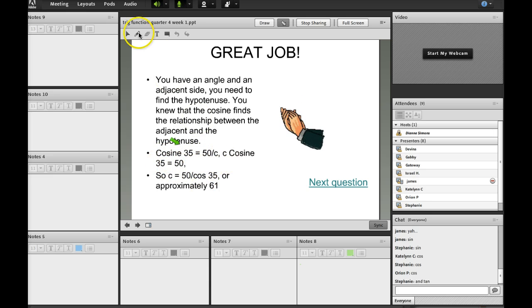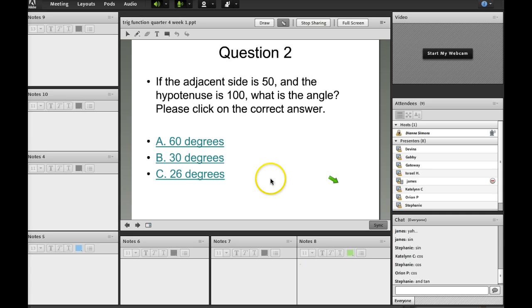All right. Let's go to the next question. If adjacent side is 50, the hypotenuse is 100, what is the angle? So what are we going to use here? Sine, cosine, or tangent?